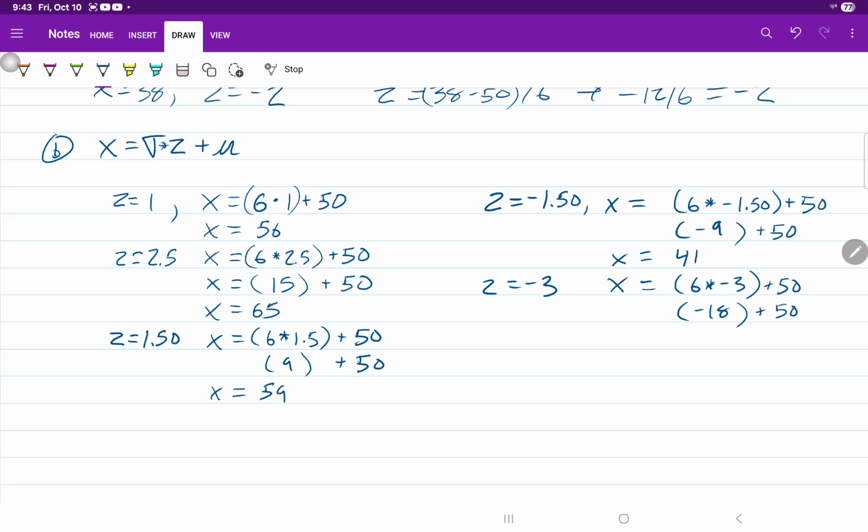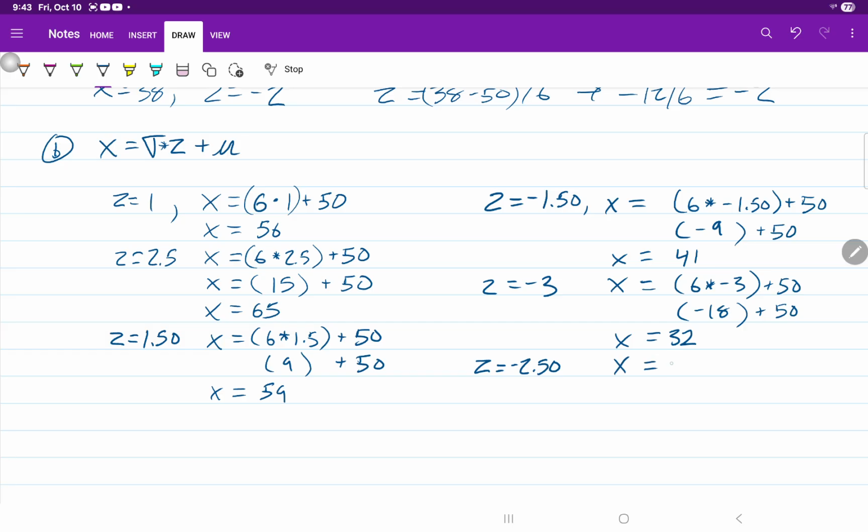Plus 50 is going to give us an x value of, I think that's going to be 32. Oh, that agrees with my notes. Wonderful. And then our last one, z equals negative 2.5. Here's the one that I missed before.